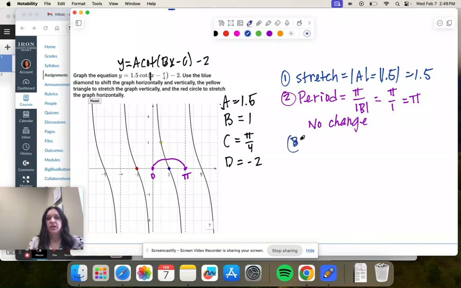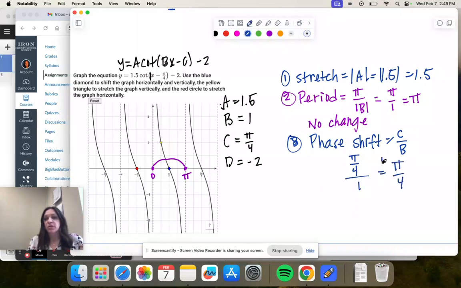Okay, the third thing is the phase shift, and that's our left-right shift. And we find that value by taking C over B. Well, C is pi fourth, and B is just 1. So it's positive pi fourth. Because it's positive, that means we're going to go right pi fourth.